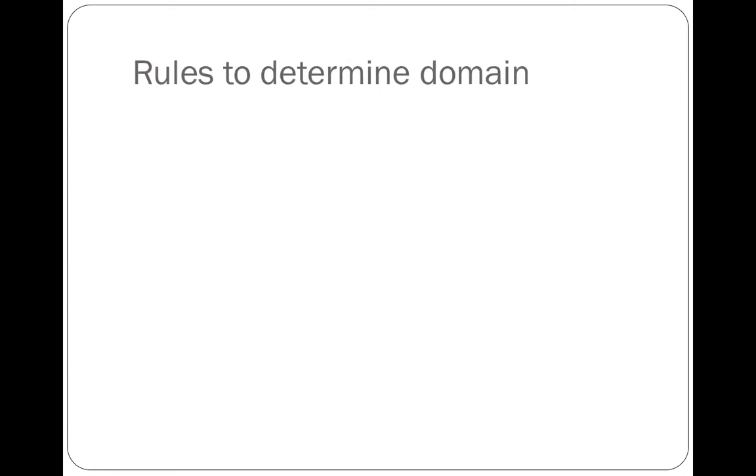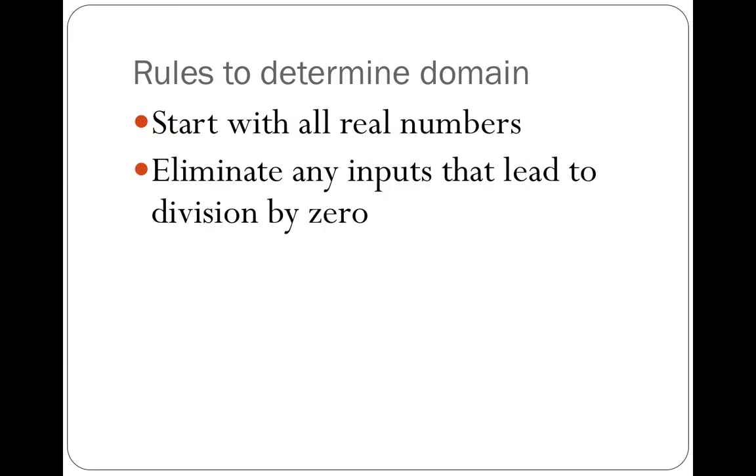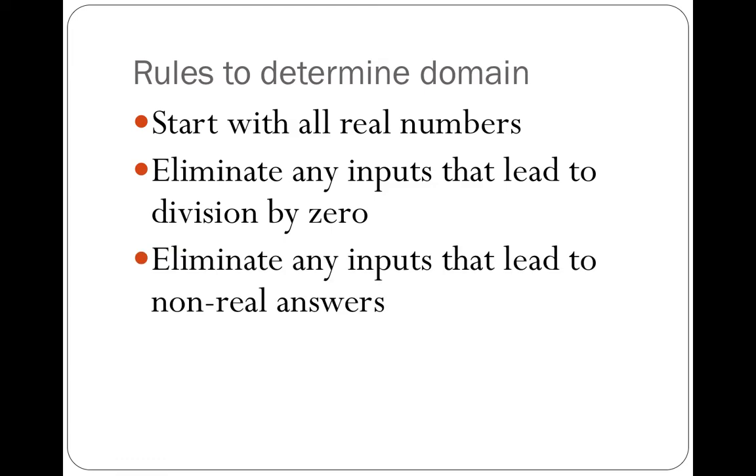Now, with that in mind, there are some rules that we can use to help us find domain. And there's 4 of them. First, you start out with all real numbers. Then you eliminate any inputs that lead to division by 0. And then you eliminate any inputs that lead to non-real answers. In other words, anything in the square root must produce a non-negative number.